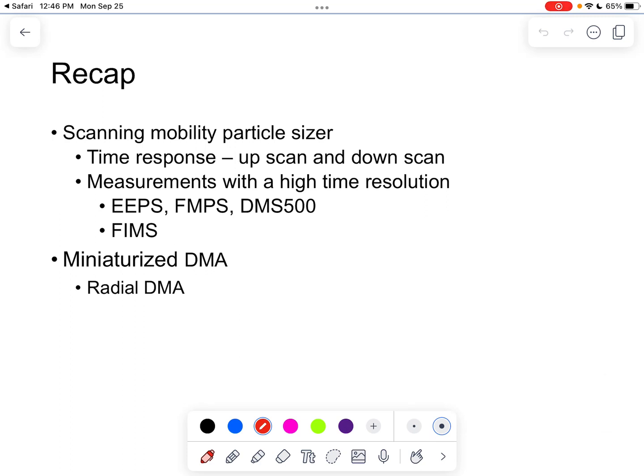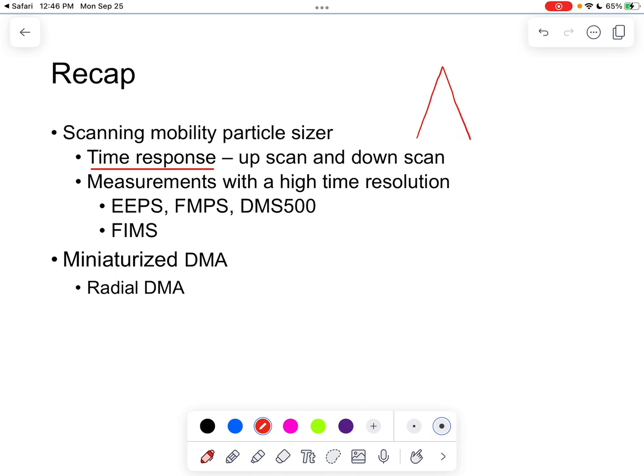So again, if we do a quick recap, in our last class we further discussed the scanning mobility particle sizer. We discussed how the time response of the SMPS might affect the accuracy of the measurement, because if we're doing the scanning upscan or downscan of the voltage, then there's going to be a response time of the CPC that will delay or advance the measurement at certain sizes, right? So because of that, we need to do some extra calculation in the data inversion so that we get the accurate size distribution. And we also mentioned that because of this lag in the time response, people come up with new instruments to do these measurements with higher time resolution.